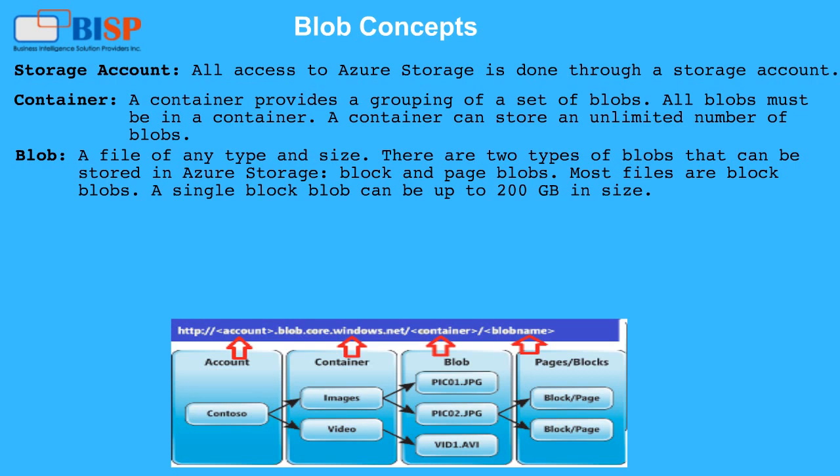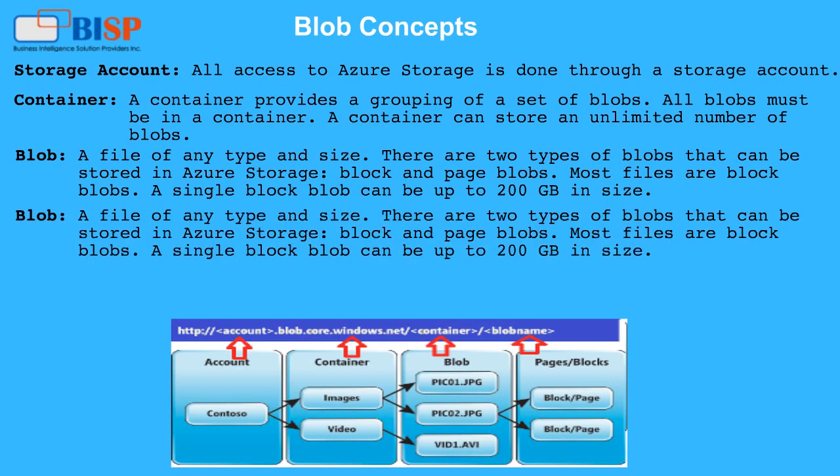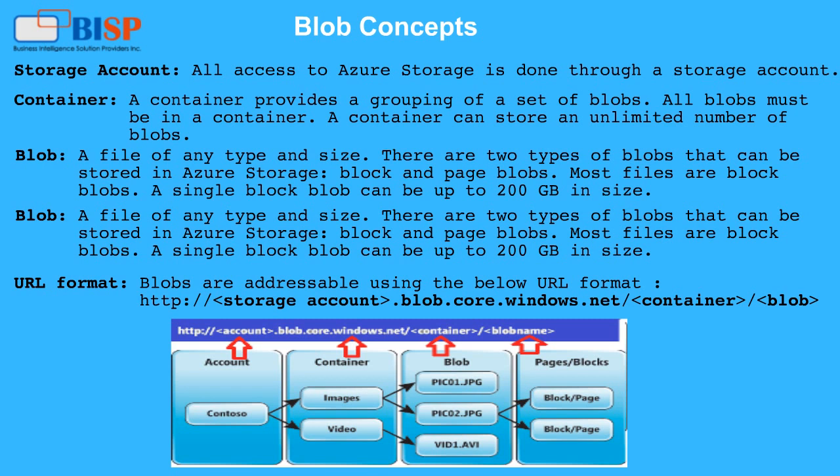There are two types of blobs that can be stored in Azure Storage: block and page blobs. Most files are block blobs. A single block blob can be up to 200 gigabytes in size. URL format: blobs are addressable using the below URL format.